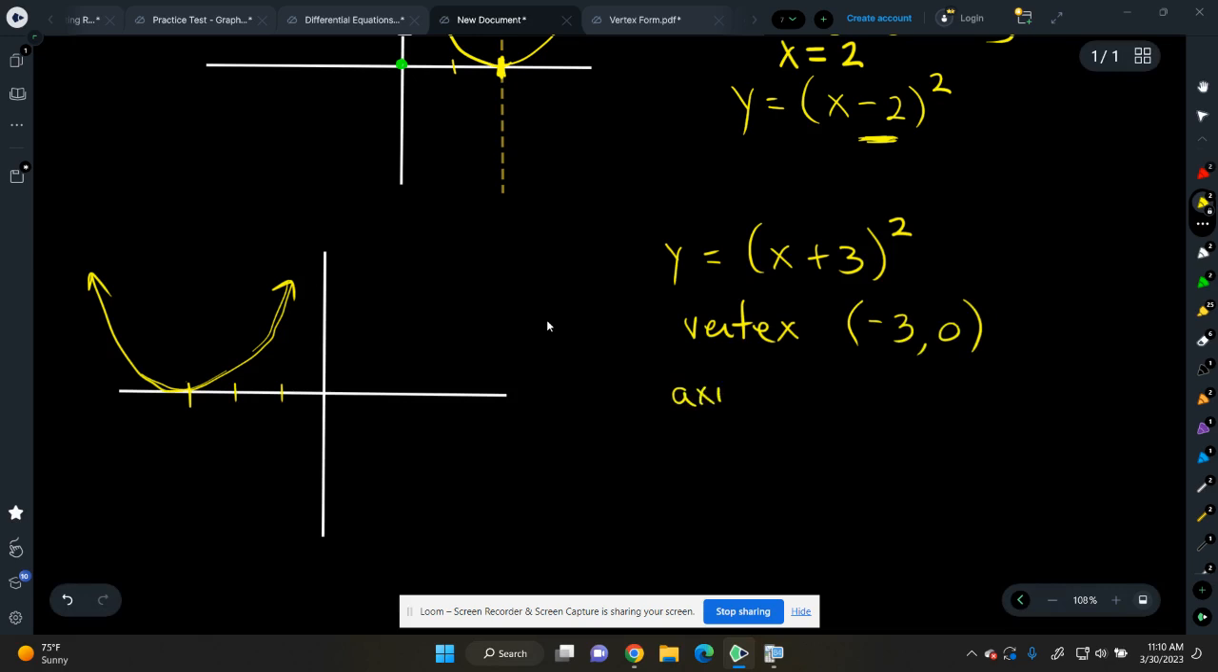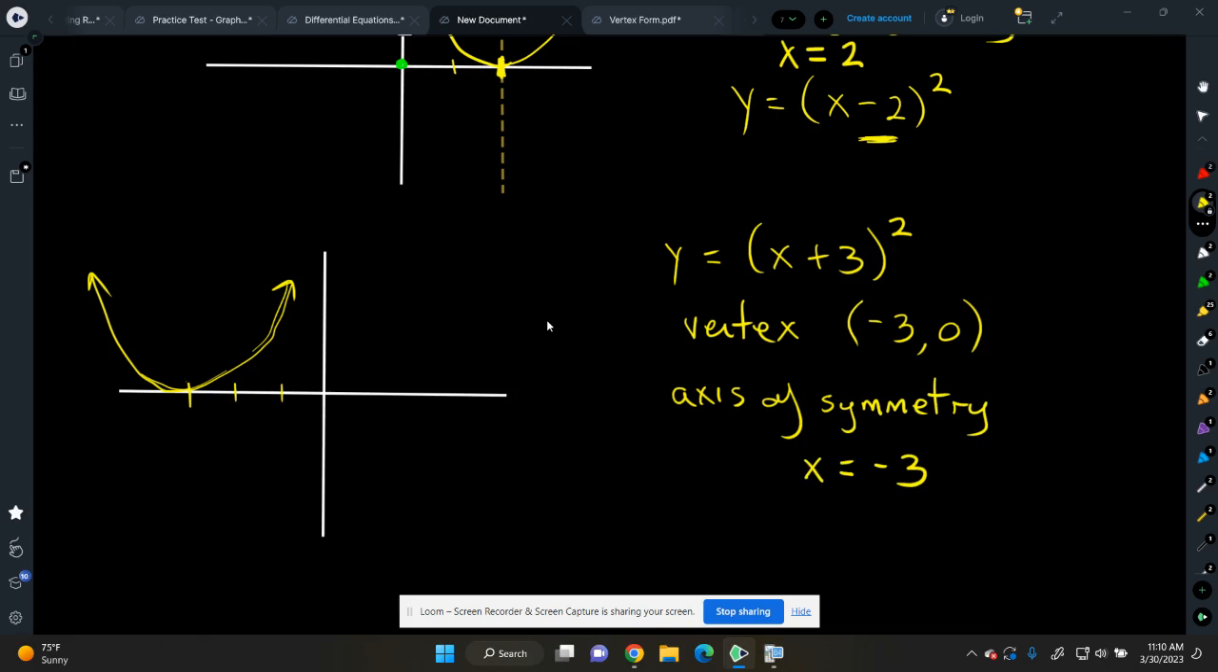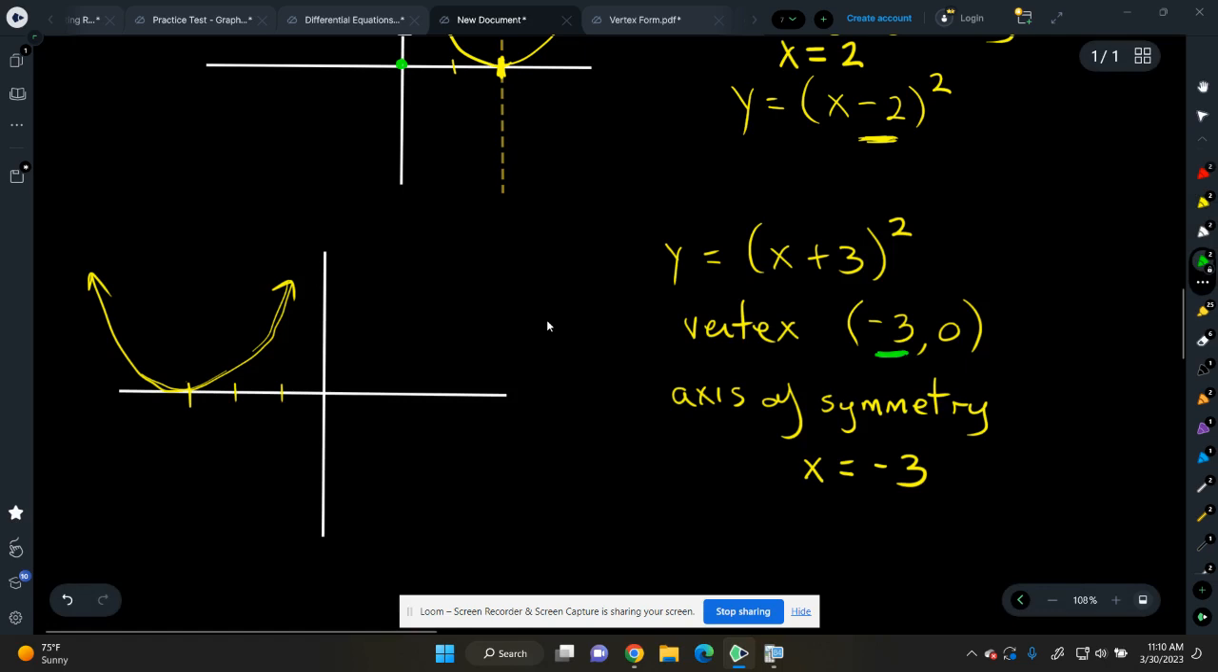What's my axis of symmetry? X, you're right, X. X equals -3. Notice, by the way, that the axis of symmetry is always this value right here. That's my axis of symmetry. Always. Okay?